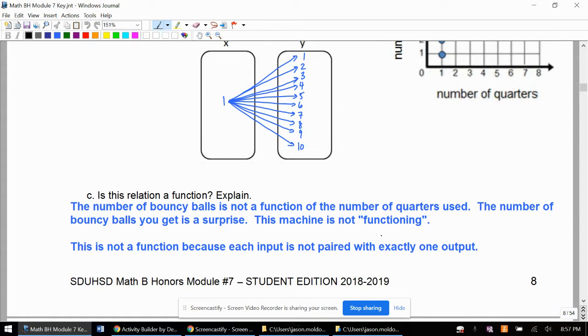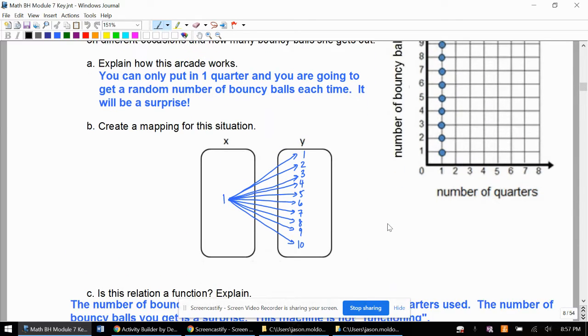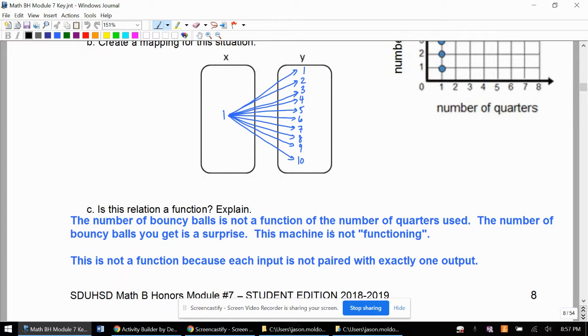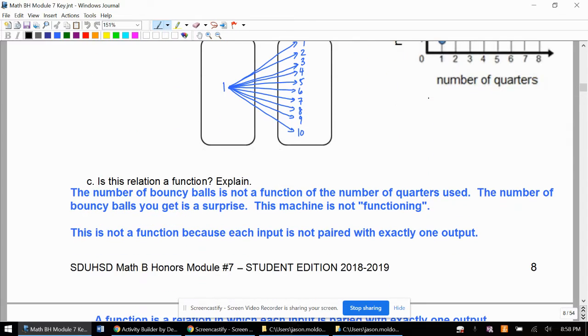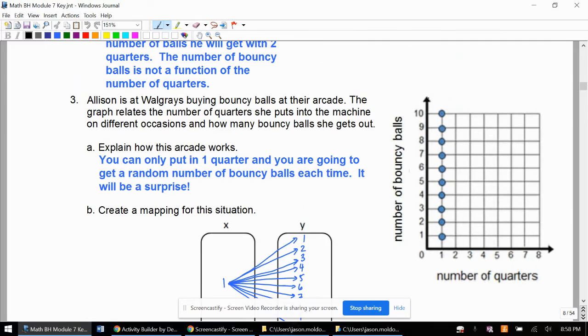And this machine isn't working in the traditional sense of a vending machine or a gumball machine or, in this case, a bouncy ball machine. And mathematically, this also is not a function. Although, if we look at it, is it a line? It is a line. So this is what I was saying in the first video, that we are not saying necessarily that things are linear, although we will maybe talk about that in this module, but that's not what makes this not a function.